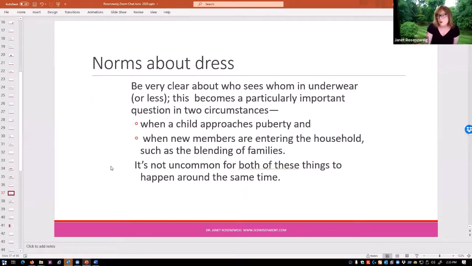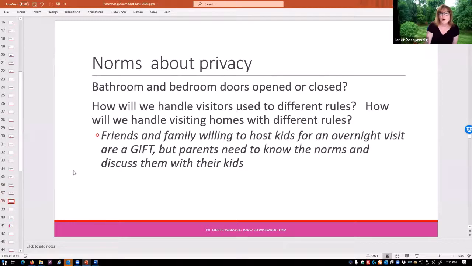We want to have norms about dress, and as we talk about the pandemic and people are home more, we may find ourselves being a little bit less careful about who sees whom in what state of dress, who sees whom in their underwear. This becomes increasingly important when a child approaches puberty or when new members are entering a household.